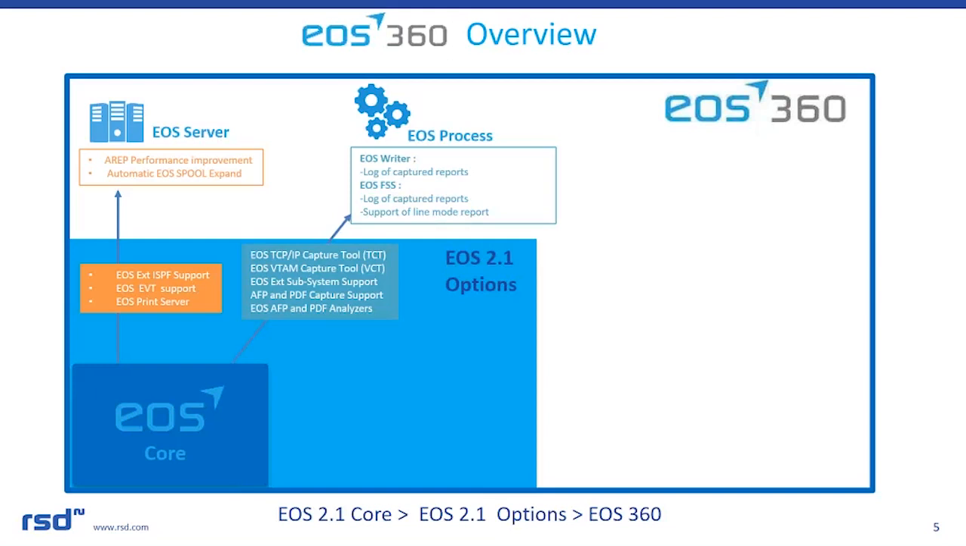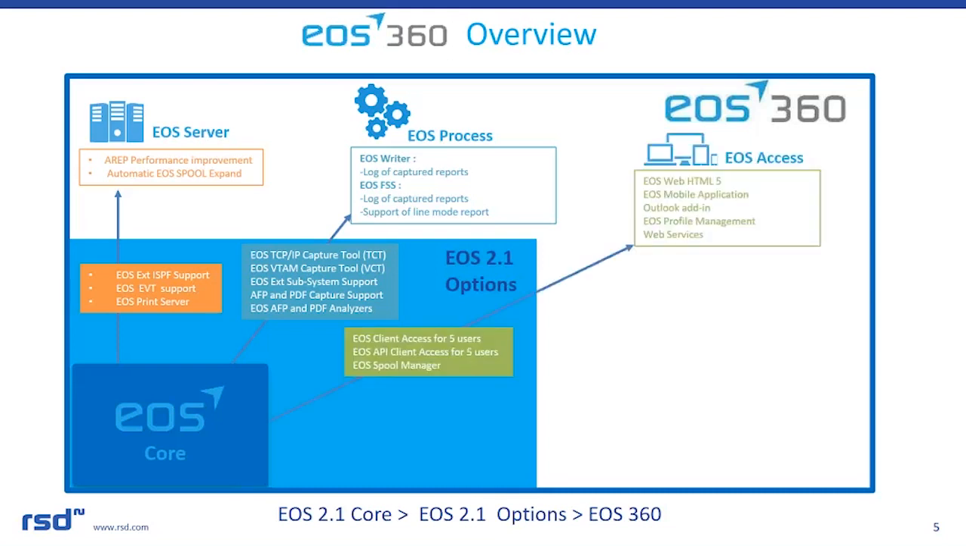And then we have EOS Process. These are all the modules that are associated with data capture and processing. So the writer, the VTAM capture tool, the ESS, the FSS, the TCT. These are all components of capture and processing the data, supporting multiple formats, including AFP, PDF, and SAP reports as well, as you know. The enhancements in 360 include expanded log information, kind of creating a resume of reports captured, information about the reports captured, and then also the expansion of the FSS to be able to capture and process line mode data.